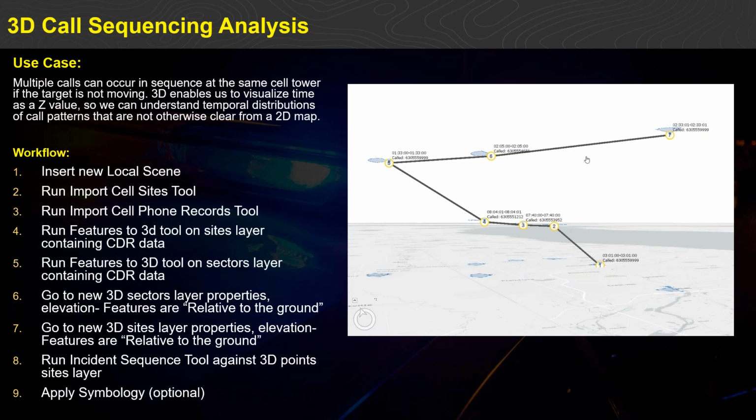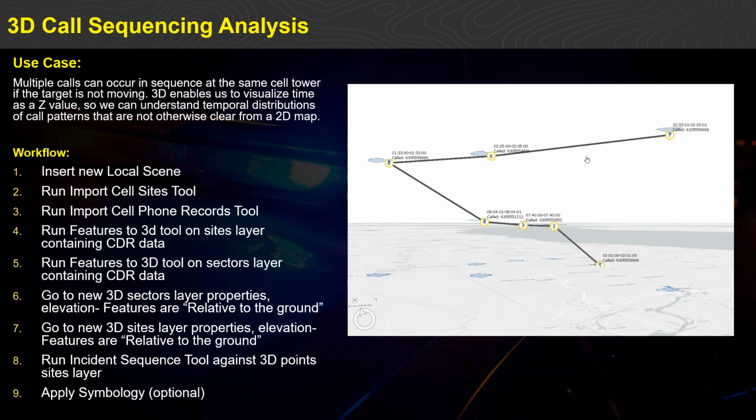If you want to get fancy, you certainly can, and you can do that using 3D. This is essentially the same output as the 2D call sequencing analysis. The difference here is that you're able to take advantage of 3D to understand time as a height value. And this starts to become important because it helps you to visualize where in the call detail record there were long gaps of time where there wasn't a call or short bursts of activity, things of that nature that might be relevant to the investigation that you're supporting.